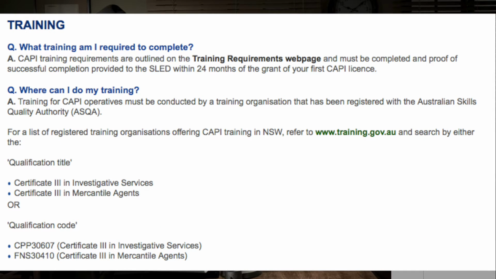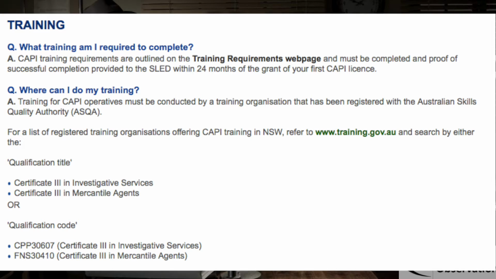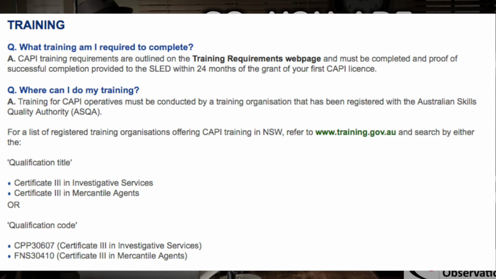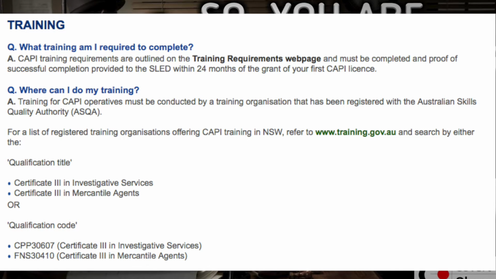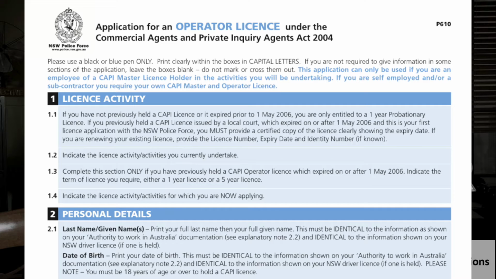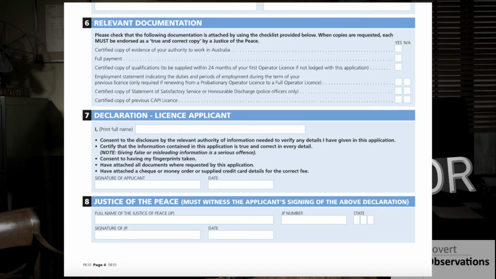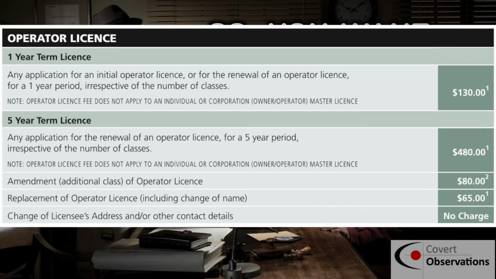When you first apply for a New South Wales private investigation license, you need to complete a Certificate 3 in Investigative Services. This is the basic level of education you require in order to obtain your license and start working as an investigator. Once you've started your Certificate 3, you can apply through the Police Force website to start getting your probationary investigative licenses. Now, you've got to hold your probationary license for 12 months, and by the end of that 12 months, to continue on as an unrestricted license holder, you need to have completed your Certificate 3.